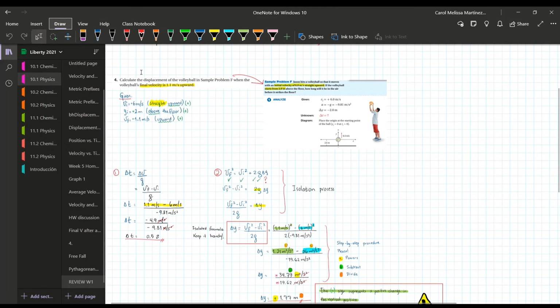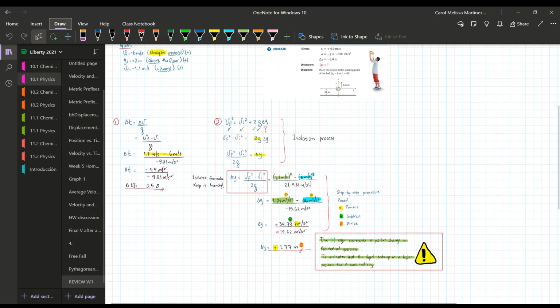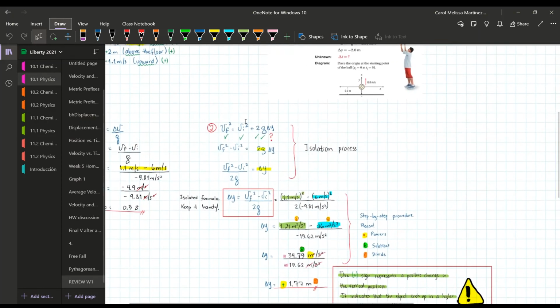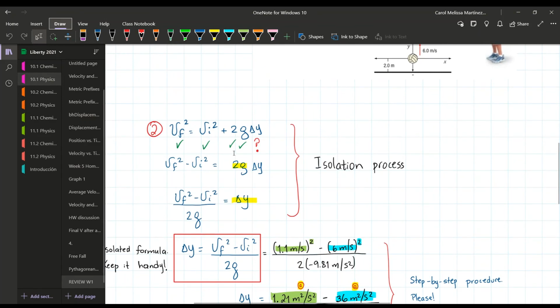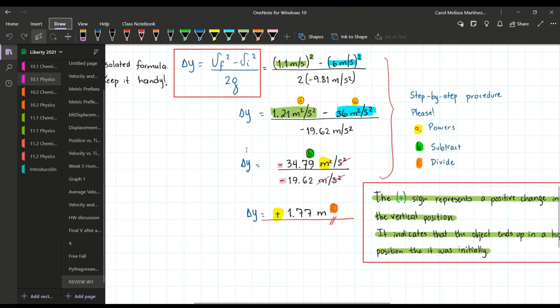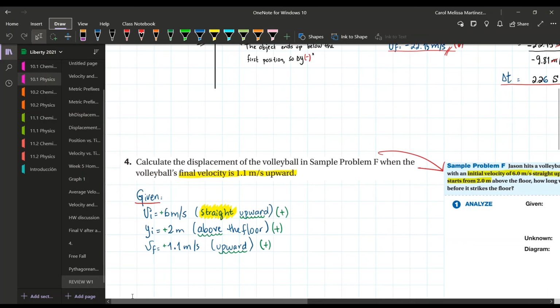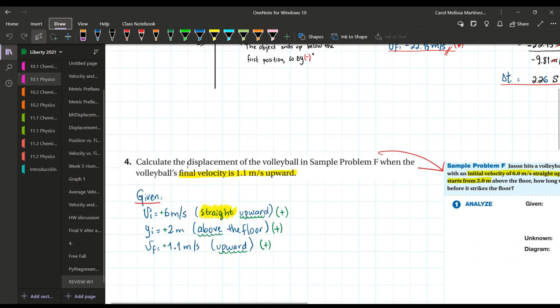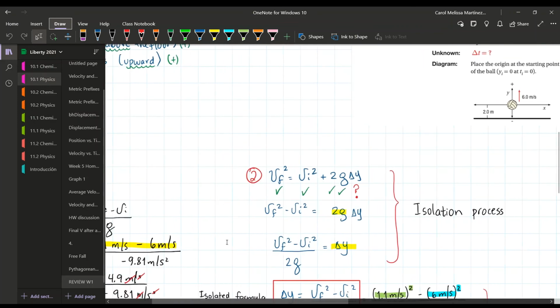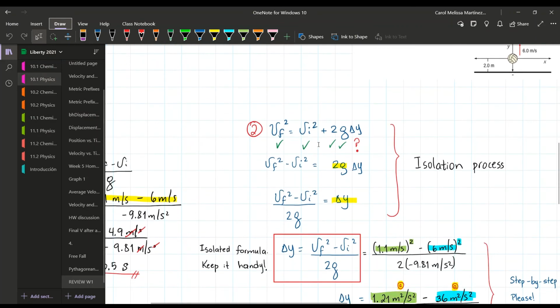Okay, just to finish explaining example number 4, after you have found the time, we need to look for an equation where calculating the change in position is going to be possible, because the problem tells you to calculate the displacement of the volleyball. So we need to calculate the change in position. In the formula that we always use to calculate the final velocity, we can make an arrangement with an isolation process in order to get delta y.